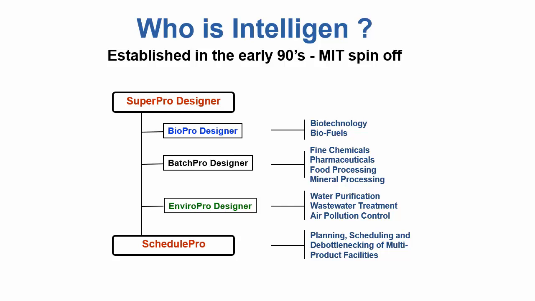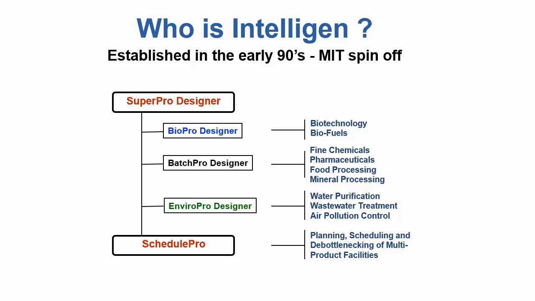SuperPro is a comprehensive process simulator that facilitates modeling and optimization of batch as well as continuous processes. EnviroPro is a subset of SuperPro that focuses on modeling of water purification and wastewater treatment processes.